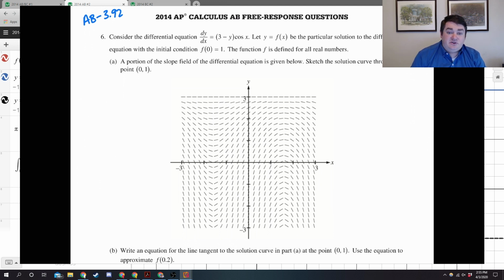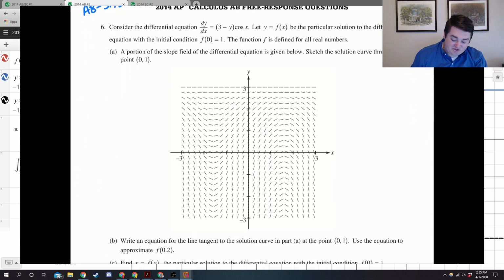Part A, a portion of the slope field for the differential equation is given below. Sketch the solution curve through the point 0, 1. So quickly, I'm going to take a look at this graph and make sure I understand the scale of it. 0, 1 is right here. Choose a brighter color right here.